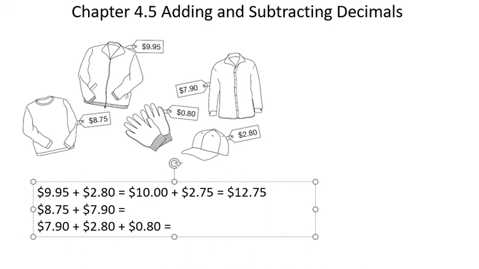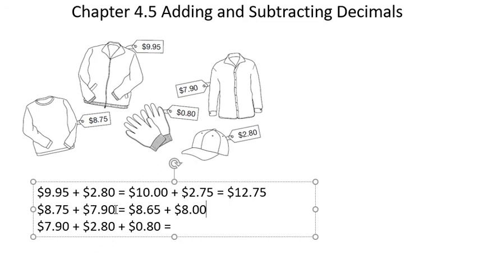Something similar with this one here. $7.90 is very, very close to $8. So we're going to find out how far away from $8 we are. That's 10 cents. We are 10 cents away from $8. So we're going to take 10 cents from $8.75 and bring it over to the 790. So if we take 10 cents from $8.75, we're left with $8.65 plus $8.